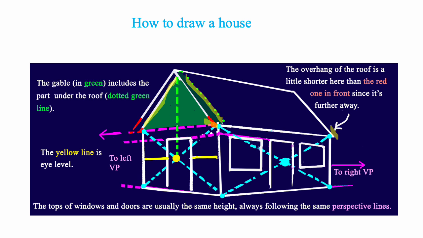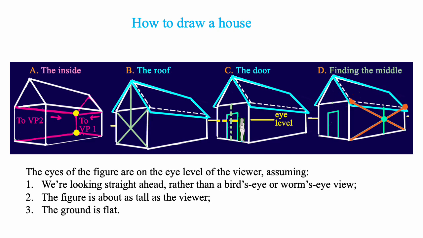Find the centers of both sides when you place the doors, and the part of the door in front should be a little bigger than the part in back. The lines inside the house on the left converge toward the vanishing point on the right, while the lines here converge toward the vanishing point on the left. Eye level usually crosses the door about 3/4 of the way up, assuming the viewer is standing.